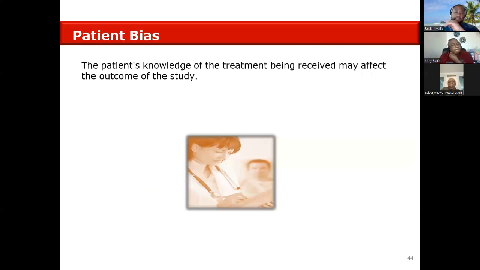Patient bias. The patient's knowledge of the treatment being received may affect the outcome of the study. Of course, we don't want the patient to know whether they're taking the intervention drug or the placebo, because once the patient becomes aware, the whole study has been jeopardized. The patient may choose to leave the study or start talking about the study prematurely to their family, which of course is not something that you want.